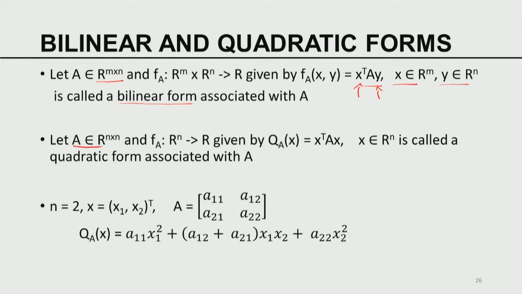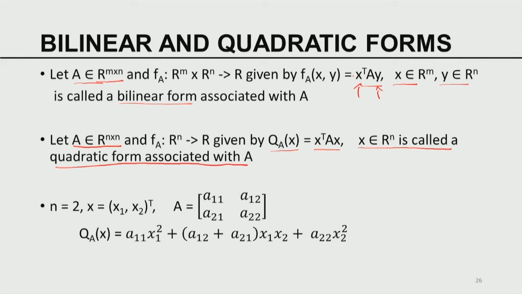But when A becomes, instead of a rectangular matrix, a square matrix n by n, I can define Q_A of x as x transpose A x for x in R^n, and this is called a quadratic form associated with A. A bilinear form is of first degree in x and y, whereas a quadratic form is of second degree in x. Bilinear forms are linear in each of the variables, quadratic forms are quadratic in the components of x.